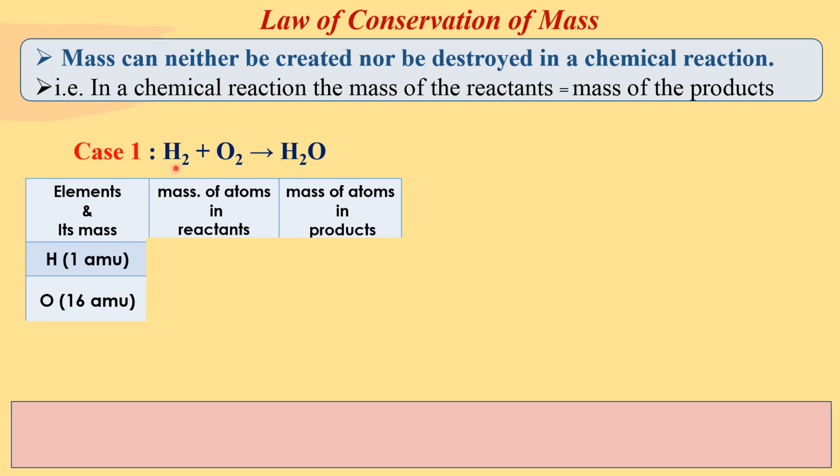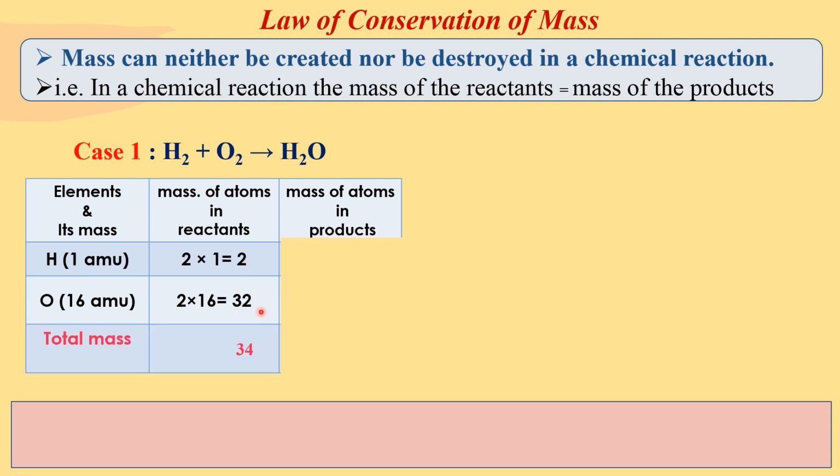In the reactant side, we have H2, so that there are 2 atoms of hydrogen. So the mass of 2 atoms of hydrogen is equal to 2 into mass of hydrogen, that is 2 into 1 equal to 2. Similarly, there are 2 atoms of oxygen in the reactant side. Therefore, the mass of 2 atoms of oxygen is equal to 2 into mass of oxygen, that is 2 into 16 equal to 32. Now, in order to calculate the total mass of all the elements in the reactants, we need to sum up the mass of each element we have found here. So, total mass equal to 2 plus 32, which is equal to 34.